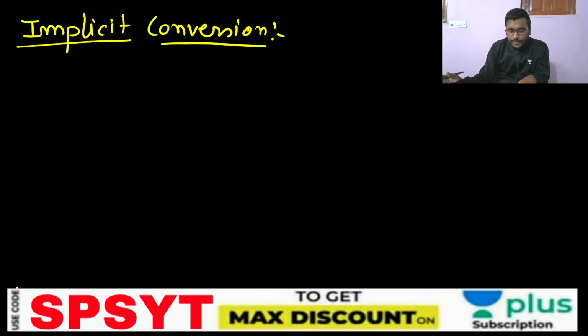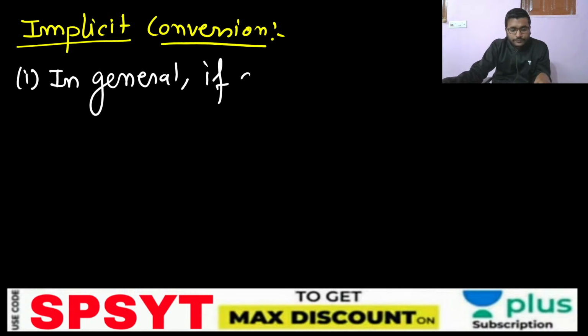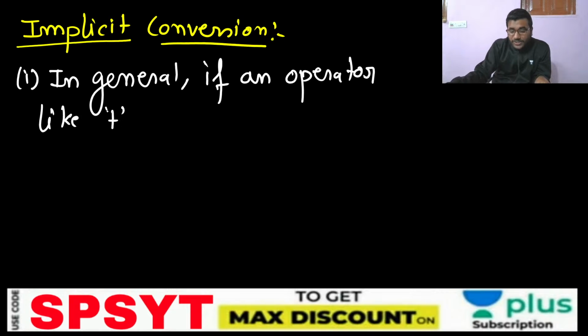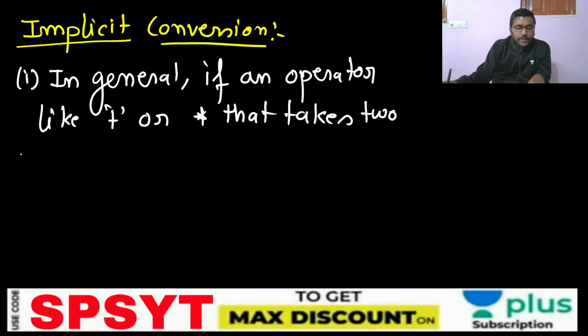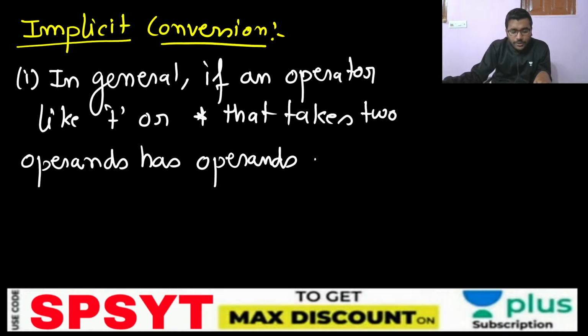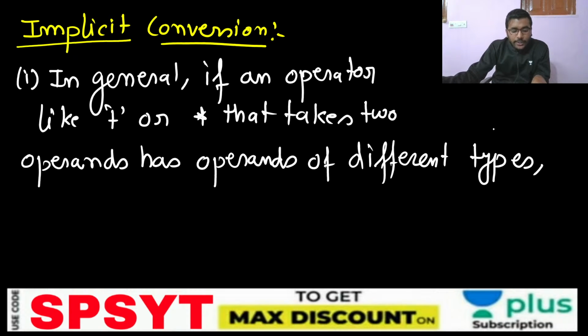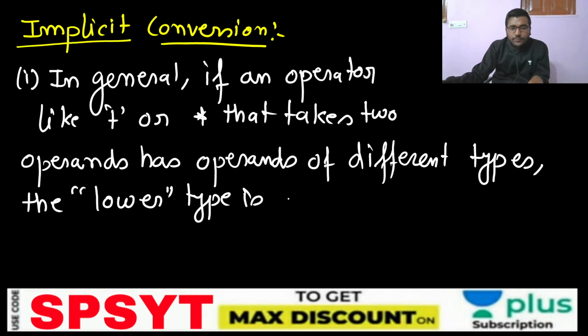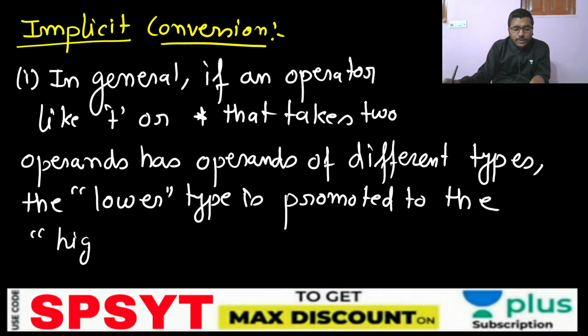Implicit conversion works much as expected. In general, if an operator like plus or star takes two operands of different types, then the lower type is promoted to the higher type.